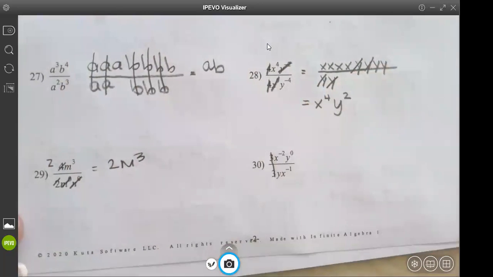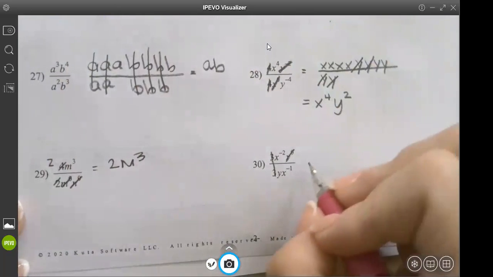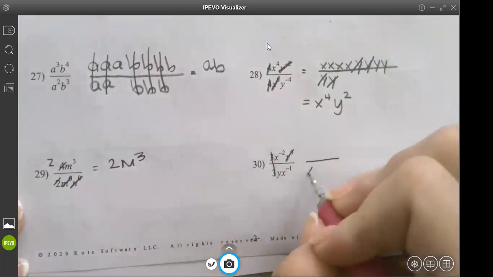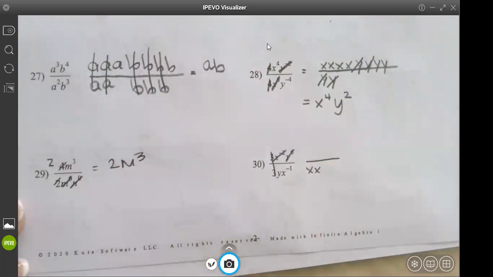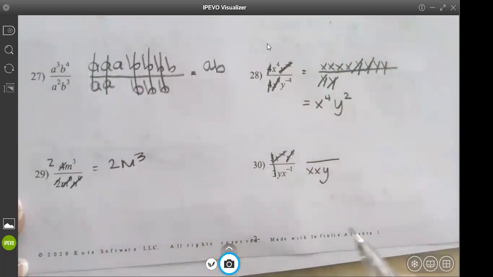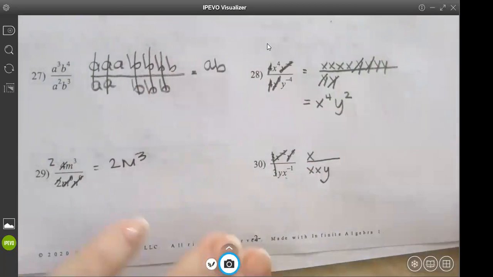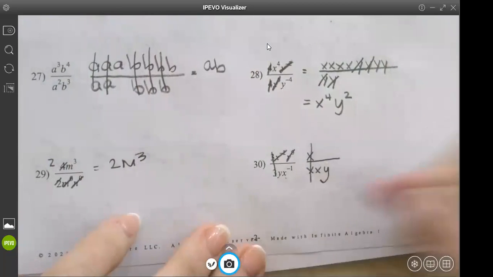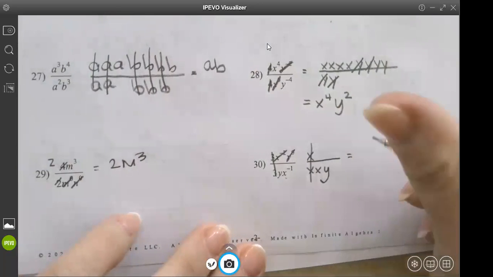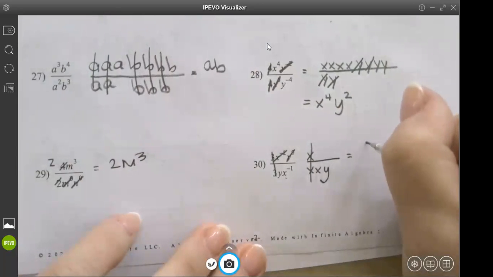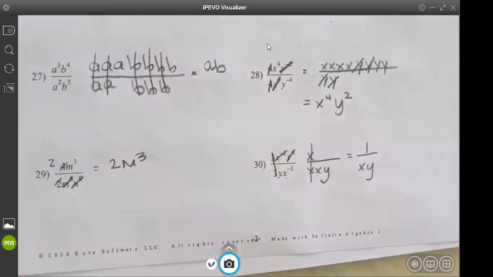30, you can mark the 3's out. You can mark y to the 0 out. You're going to take those 2 x's and put them on the bottom. So that takes care of that. The y is going to stay on the bottom. And this 1x is going to go to the top. You have the same on the top and the bottom. You can mark it out. Since I don't have anything on the top, what do I leave up there? A 1. And on the bottom, I just have x and y.